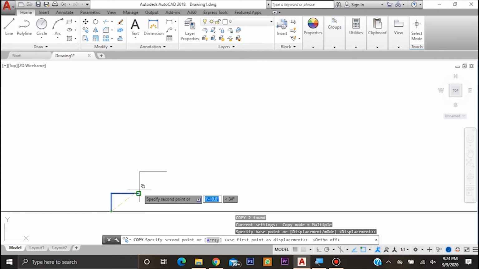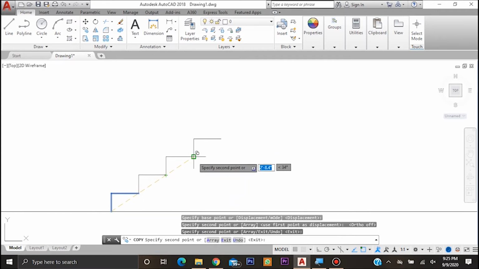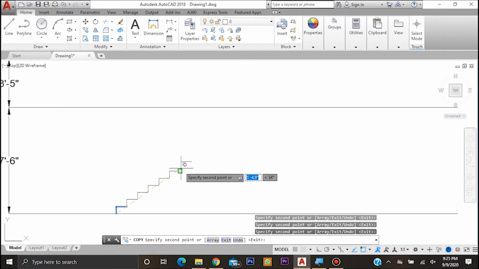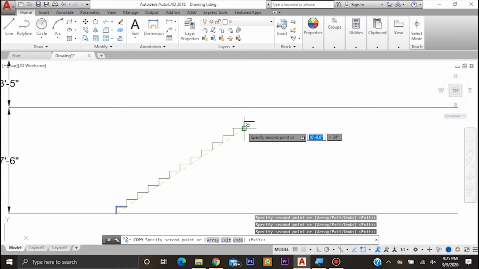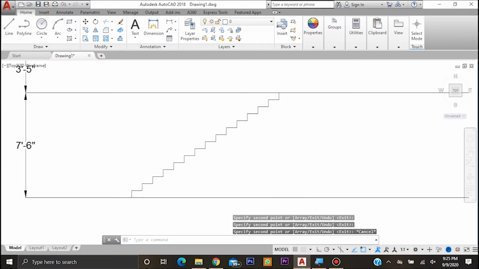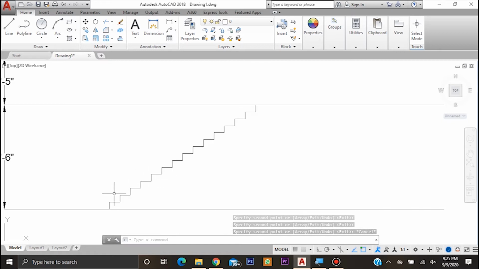These are the steps to draw the stairs for a building. It reaches the top of the lintel level. This many steps are required in a building up to the lintel level.